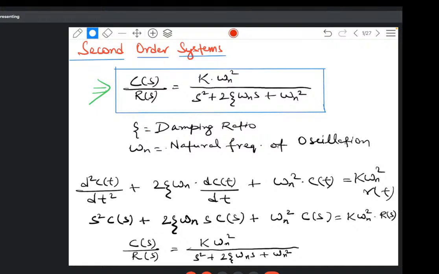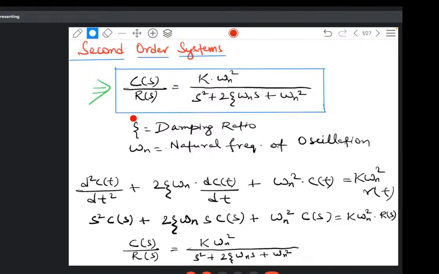Here zeta is called the damping ratio, and omega n is called the natural frequency of oscillation. Now what is damping and what is the significance of damping? Why is this zeta term included in the second order system? See guys, any second order system will have a natural tendency of oscillation. Any second order system will have a natural tendency to oscillate.